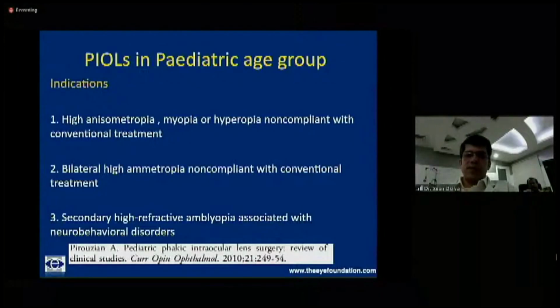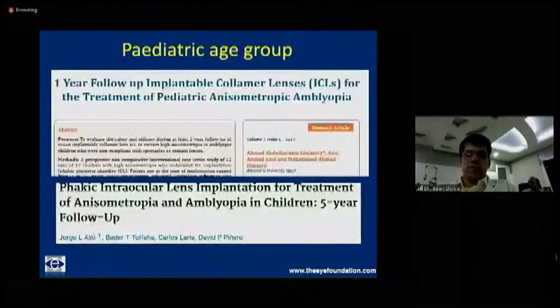Phakic IOLs in the pediatric age group have been taken up and the indications are high anisometropia, myopia or hyperopia non-compliant with conventional treatment, bilateral high ametropia non-compliant with conventional treatment, and secondary high refractive amblyopia associated with neurobehavioral disorders. Although the number of cases is very small, in some case reports maybe around 10 cases, the longest follow-up being a 5-year follow-up. In most of these cases, the ICL V4B was used, and very few case reports are also coming of the V4C in the pediatric age group.